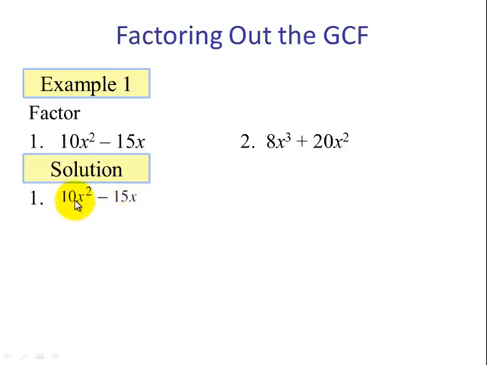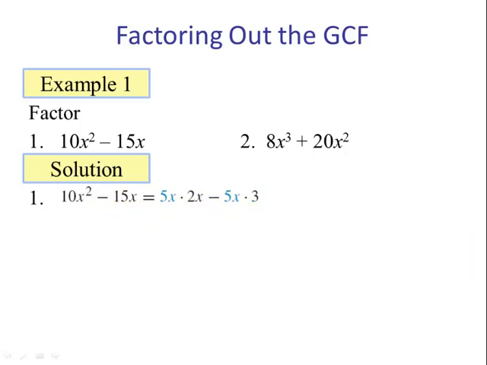So if we look at the numbers 10 and 15, we know that 5 is a factor of 10 and 5 is also a factor of 15. If we look at the variables, we have x squared, which is x times x, and we have an x, so x is a common factor. So 10x squared is the same thing as 5x times 2x minus, again, 5x times 3 is the same thing as 15x. So that means we can factor out a 5x.